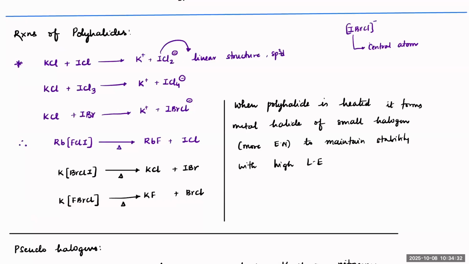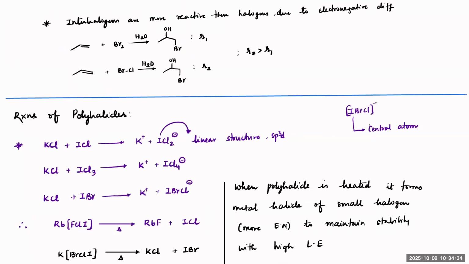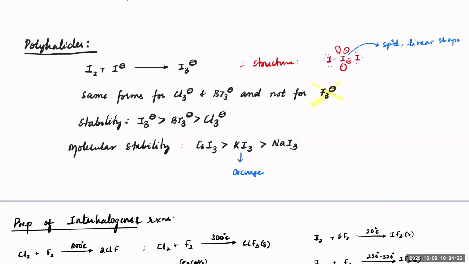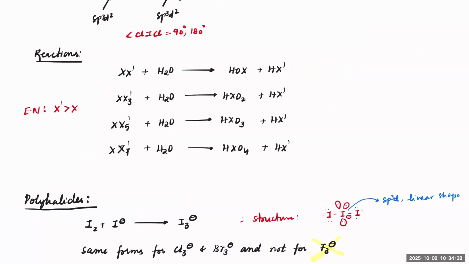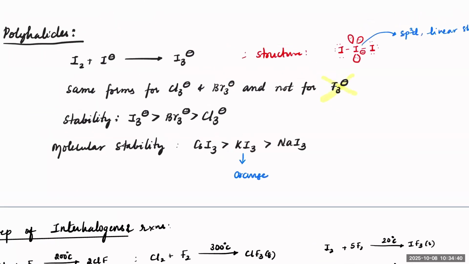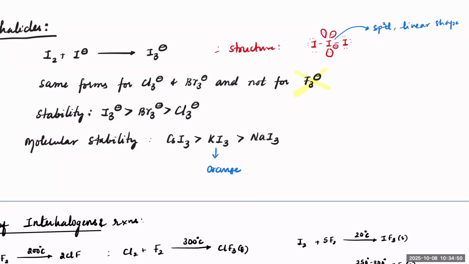Now check out what are polyhalides. Polyhalides are formed when a halogen combines with the same atom's ions. So that will become polyhalogens, an I3 minus kind of structure. I3 minus is actually a linear structure with sp3d hybridization. The same forms with Cl3 minus and Br3 minus, and F3 minus you will not see because it cannot expand its octet.